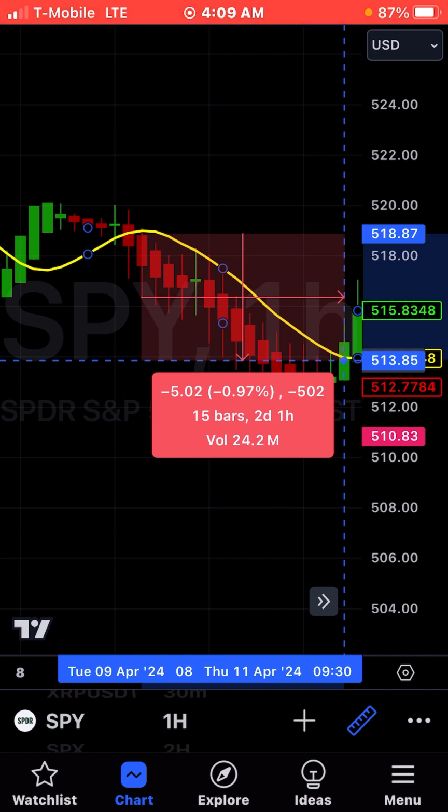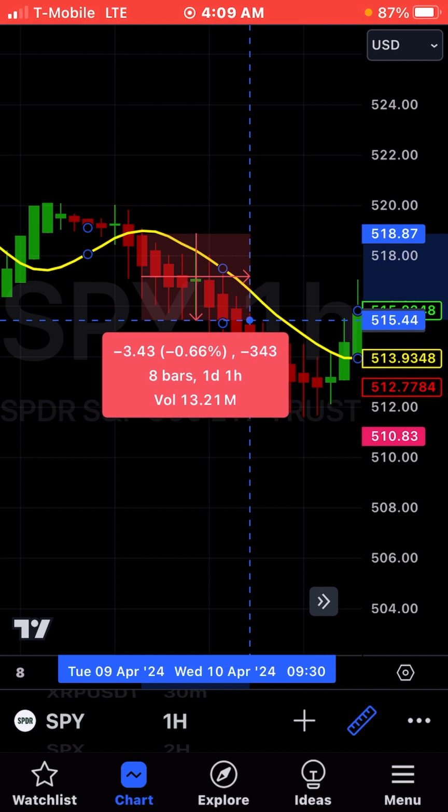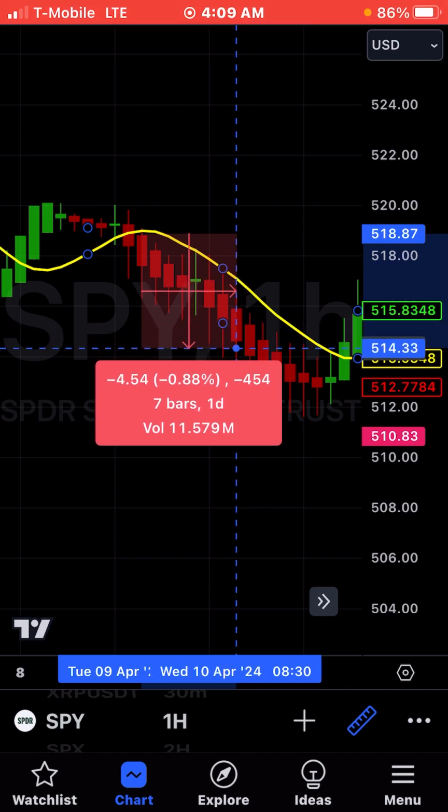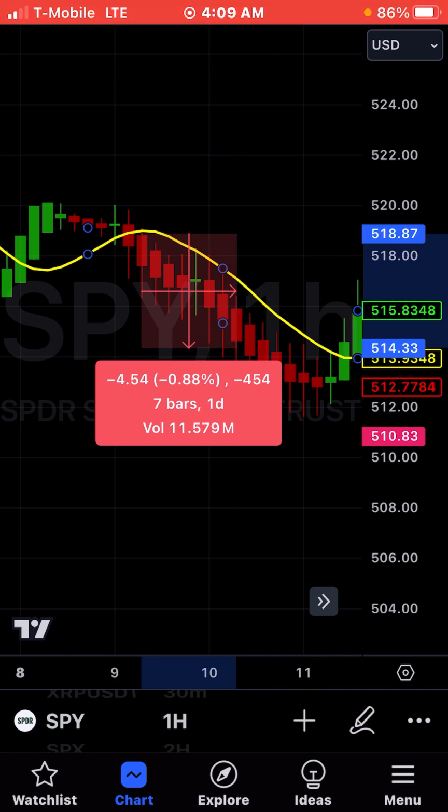Now, me personally, I like doing it per day because I like trading per day, but that's just me. But I do not like holding longer. I don't like holding over weekends, and I don't like holding longer than a day, but that's just me. So if I were to do a day, it'd be right here. This would have been $454.